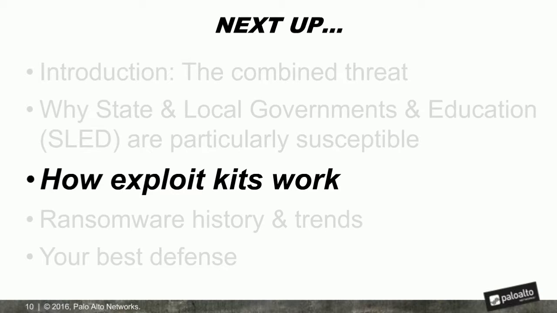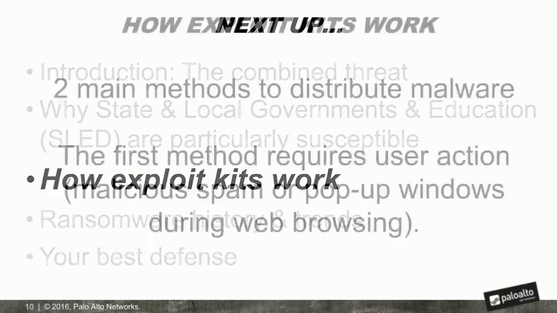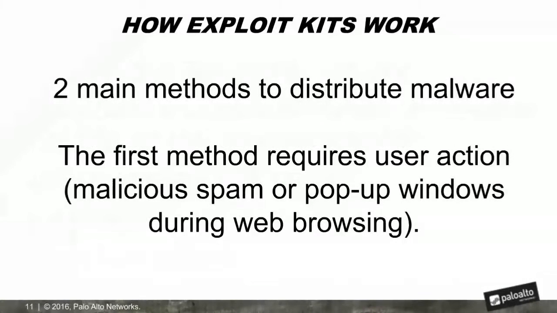Next up, we're going to look at how exploit kits work. Now, there are two main methods to distribute malware that criminals use. The first method requires some sort of user action, malicious spam or pop-up windows during web browsing.